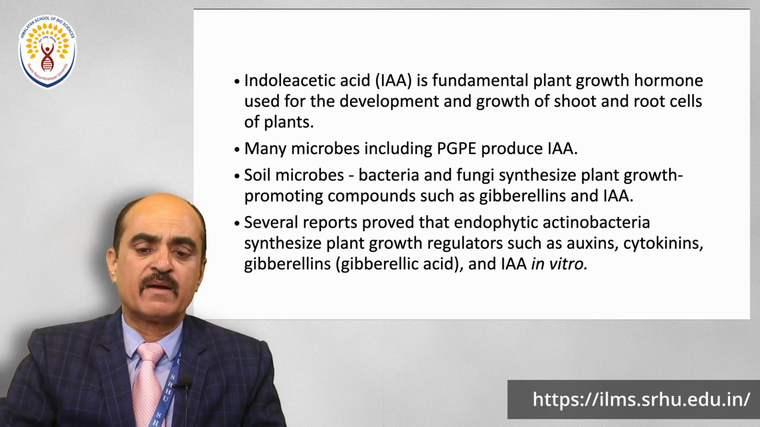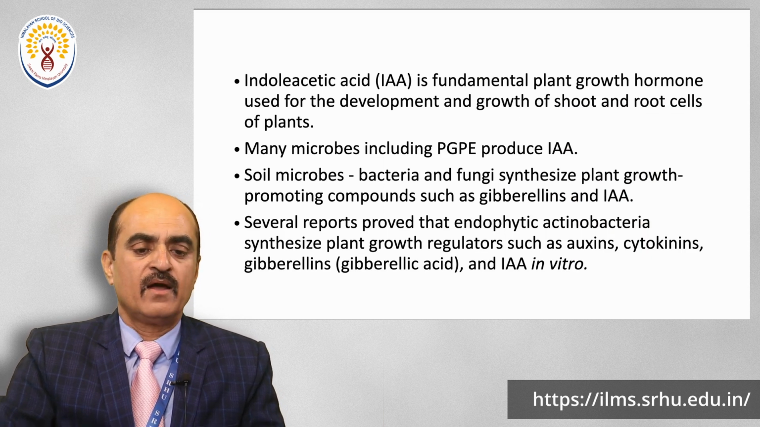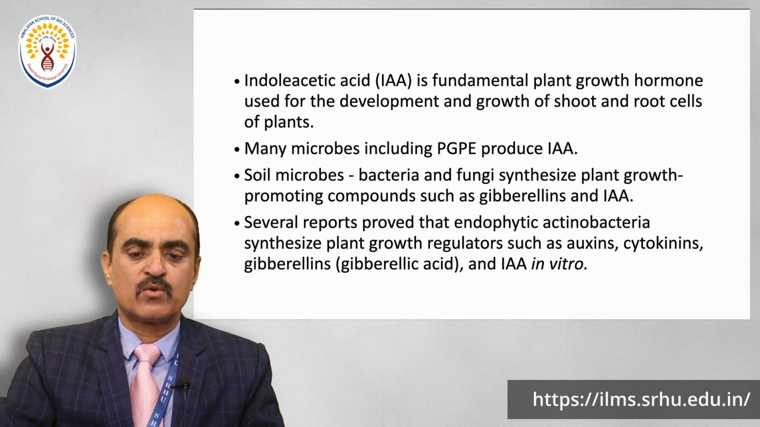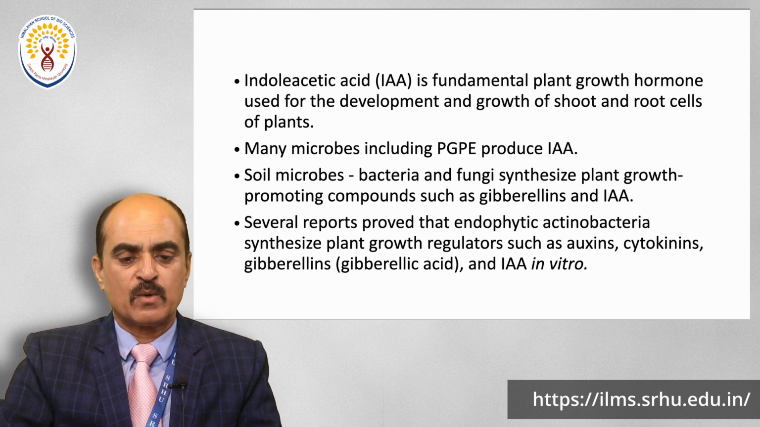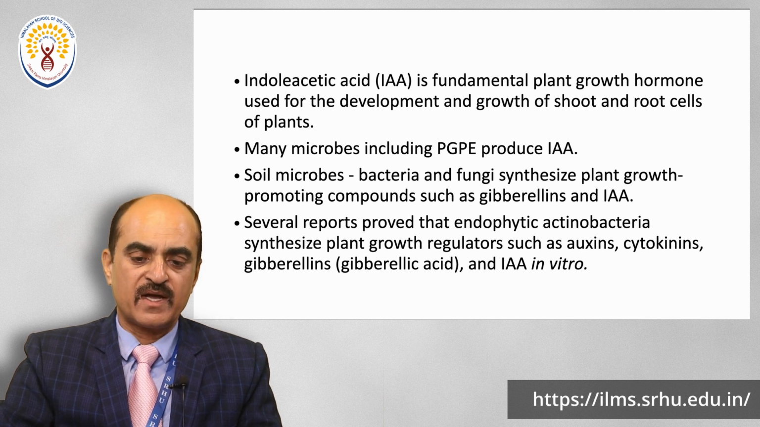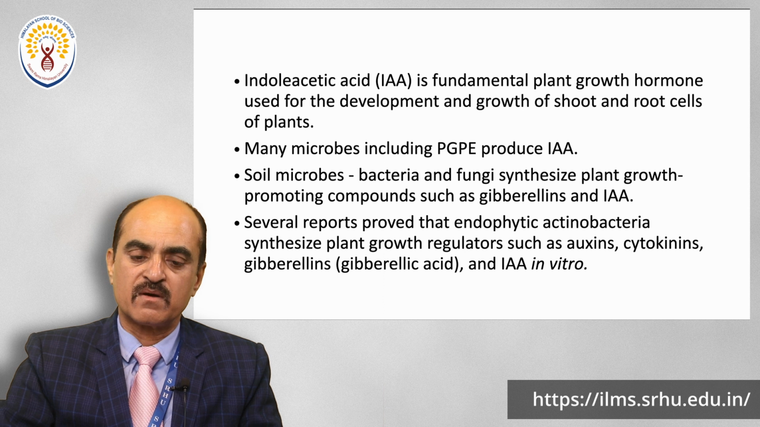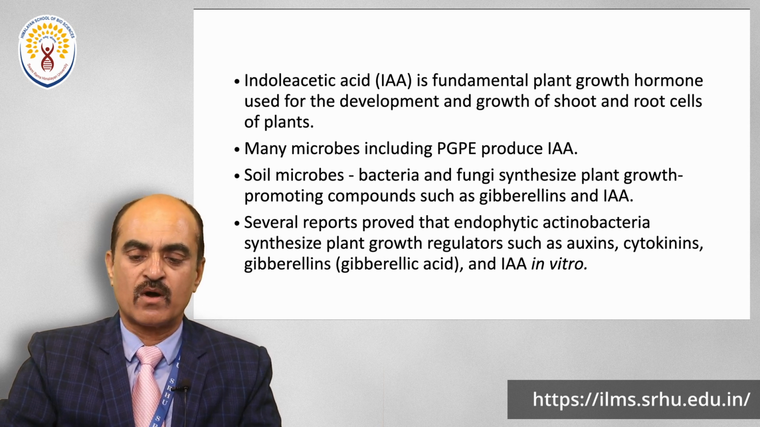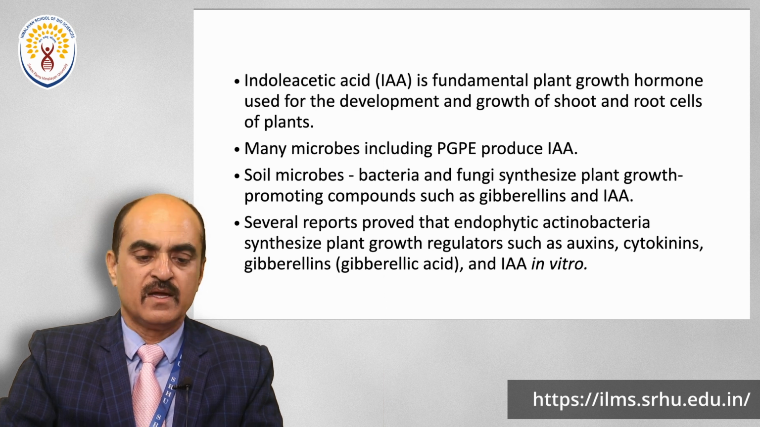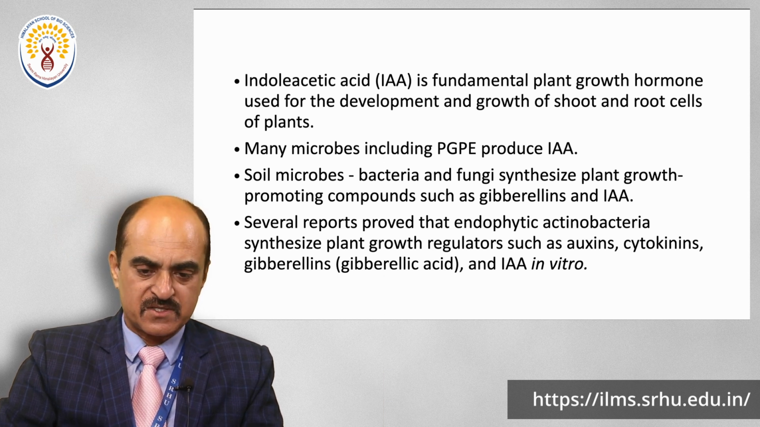IAA is a fundamental plant growth hormone for the development and growth of shoot and root cells of the plants. There are many microbes including PGP microbes that produce indole acetic acid. Soil microbes, bacteria and fungi synthesize plant growth promoting compounds such as gibberellins and indole acetic acid. Several reports proved that endophytic actinobacteria synthesize plant growth regulators such as auxins, cytokinins, gibberellins, gibberellic acid and IAA in vitro.